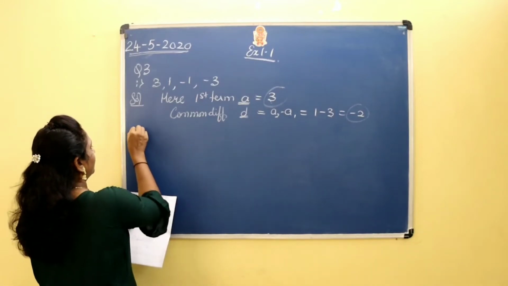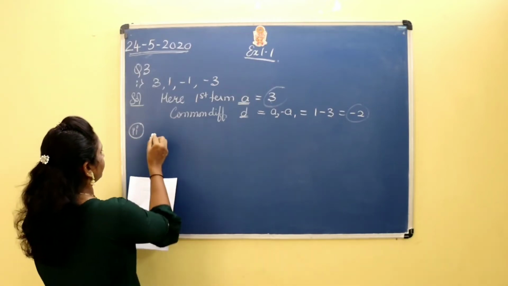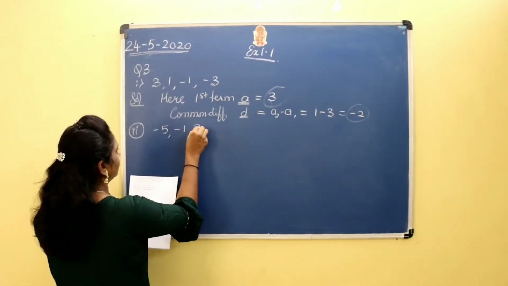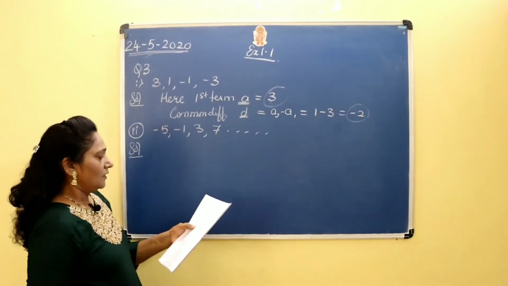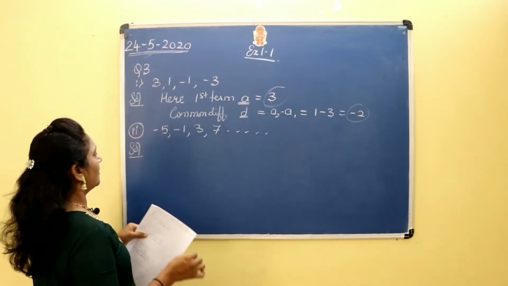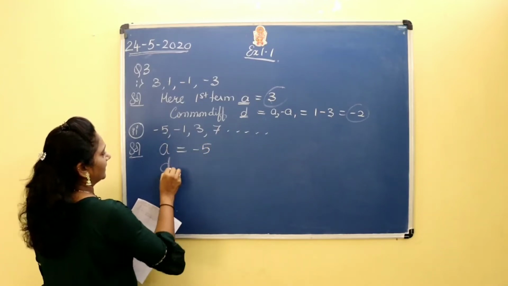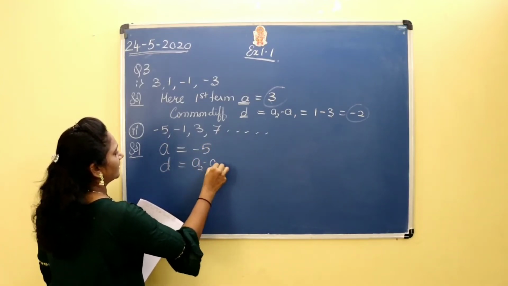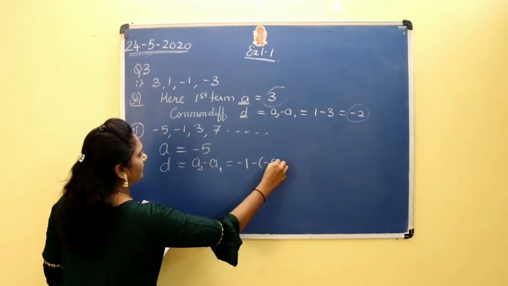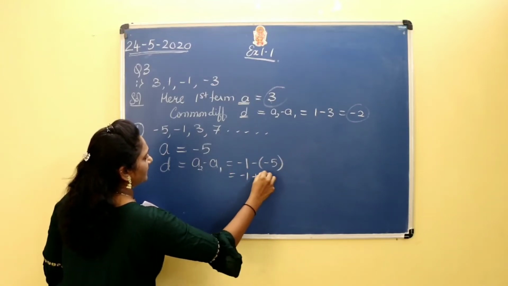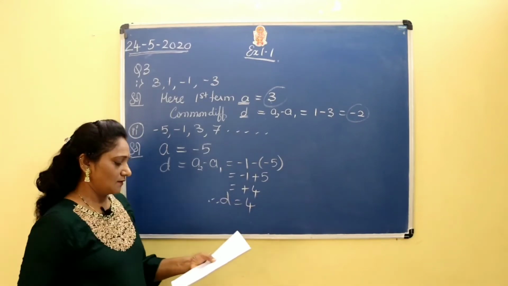Second one, you have to only find out a and d. So the second question is minus 5, minus 1, 3 and 7. So you have to find out the first term and the common difference. The first term a is equal to minus 5, d is equal to a2 minus a1. So equal to minus 1 minus of minus 5. So you will have minus 1 plus 5, that is plus 4. Therefore d is equal to plus 4.